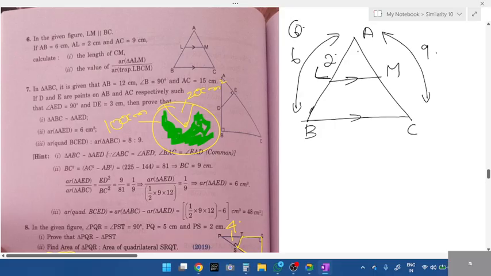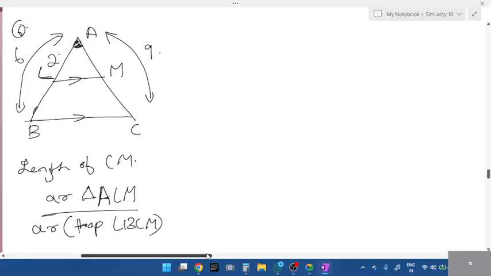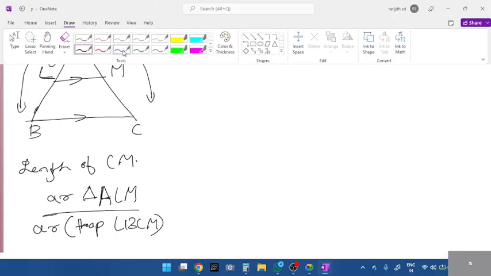Now, which two angles are equal here? Which angle is common to both? Angle A. We'll do one thing. Find the length of CM. Then you have to find the area of triangle ALM divided by the area of trapezium. Same question, you have to subtract to get the area of trapezium LBCM. Okay, after this I'll give a break. We'll continue later.